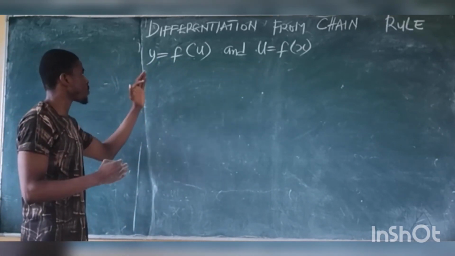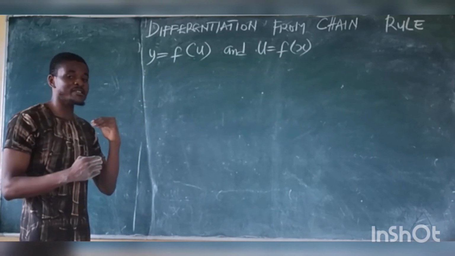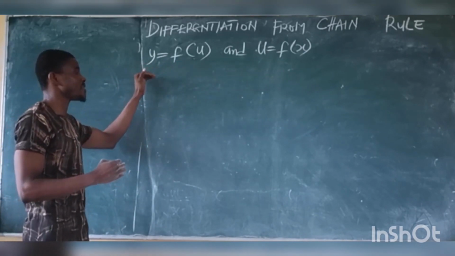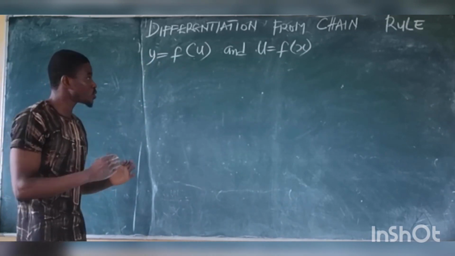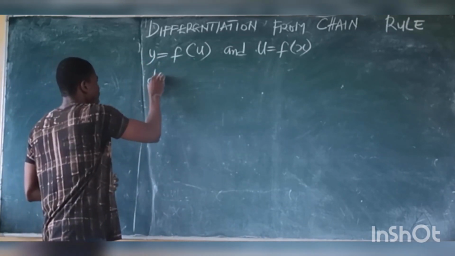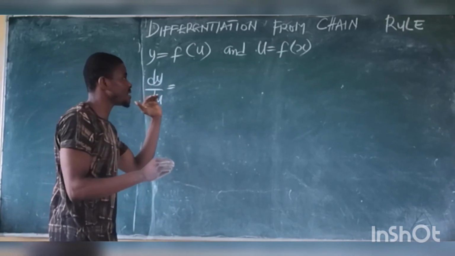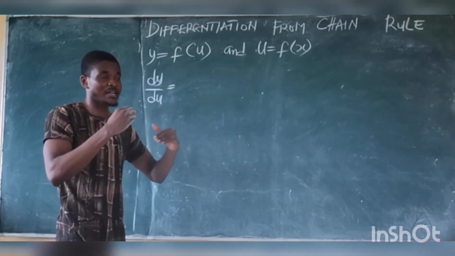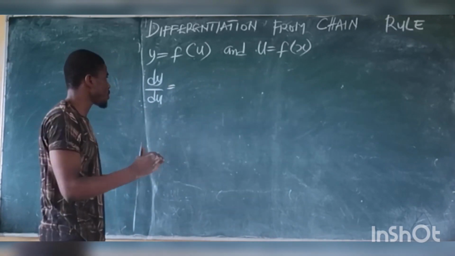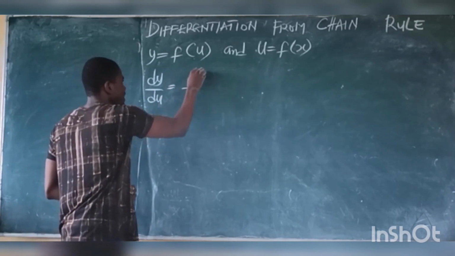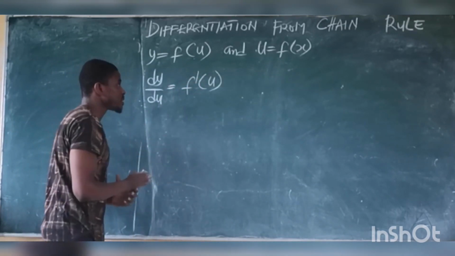So for the fact that y is a function of u, it only means that I can only differentiate y with respect to u because y depends on u to be defined. I can only find dy du, because y is not directly depending on the value of x, it's indirectly depending on x. So we can call that f prime of u.